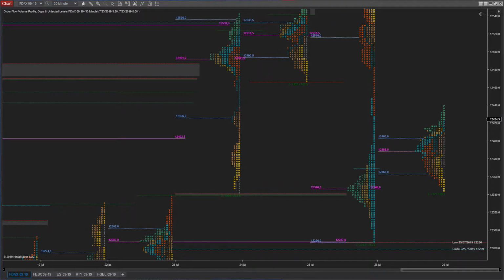So we're looking at the market profile chart of the DAX, at least how I have them configured. In case you're not familiar with the market profile, it's very similar to a volume profile, with the main difference being that it's based on time and not on volume. So what does this mean?